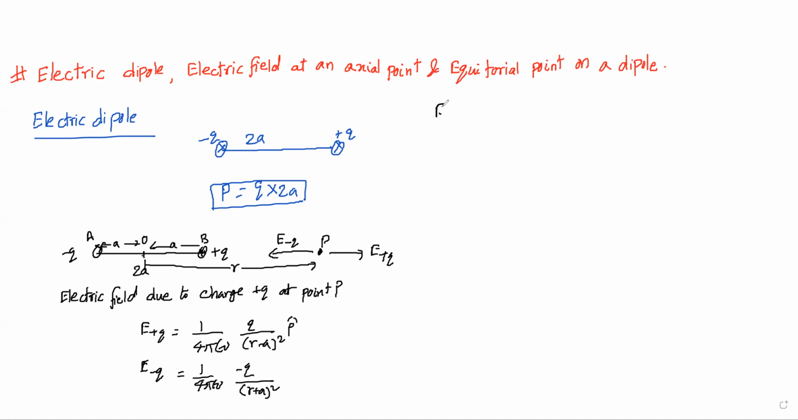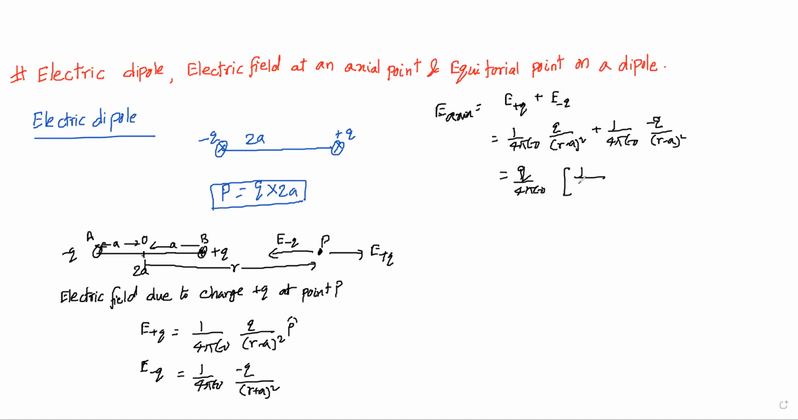Now, E axial line, we can say that is E plus q plus E minus q. So E plus q value how much? 1 by 4 pi epsilon naught q by r minus a whole square plus 1 by 4 pi epsilon naught minus q by r plus a whole square. So 1 by 4 pi epsilon naught, or q by 4 pi epsilon naught if you take it common, 1 by r minus a whole square plus 1 by r plus a whole square into P cap.